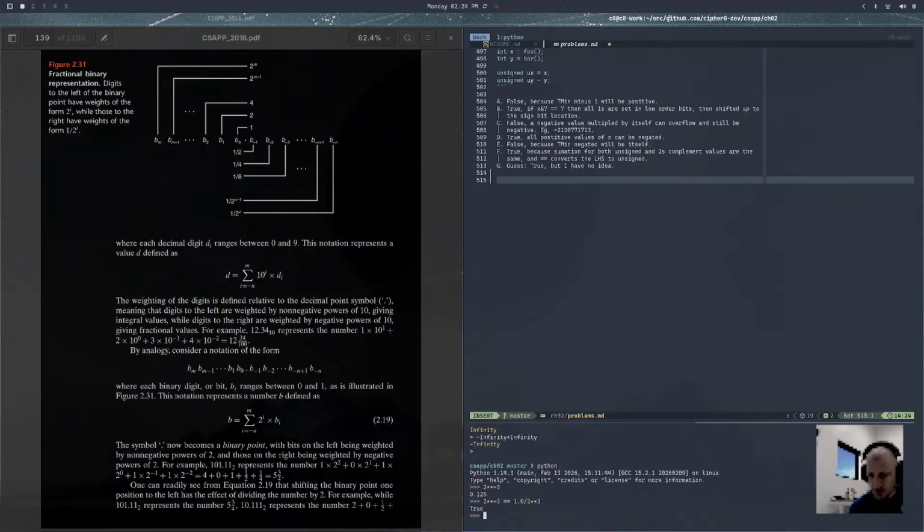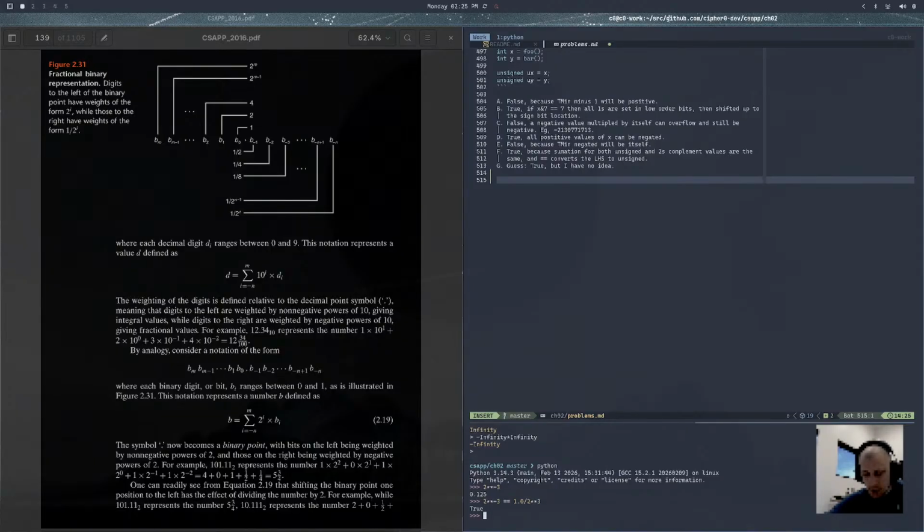Each decimal digit d ranges between 0 and 9. This notation represents a value d defined as the sum of 10 to the power of i times d sub i. And then you sum all the d sub i's, and you get the value of d. The weighting of the digits is defined relative to the decimal point symbol, meaning that the digits to the left are weighted by non-negative powers of 10, giving integral values, while the digits to the right are weighted by negative powers of 10, giving fractional values.